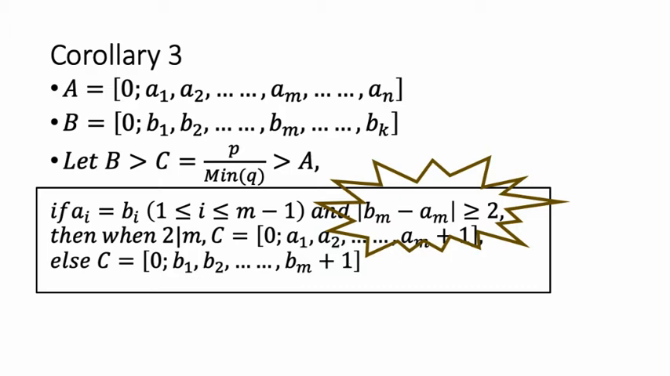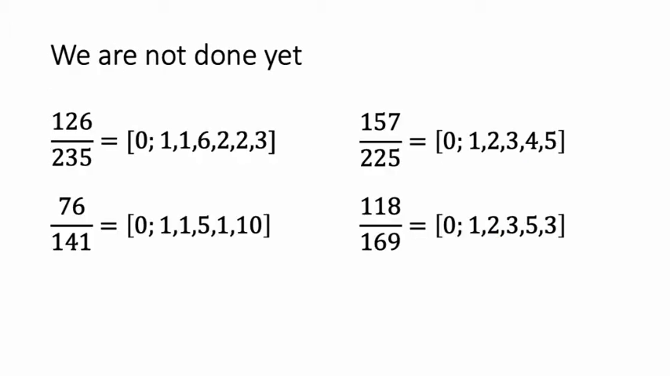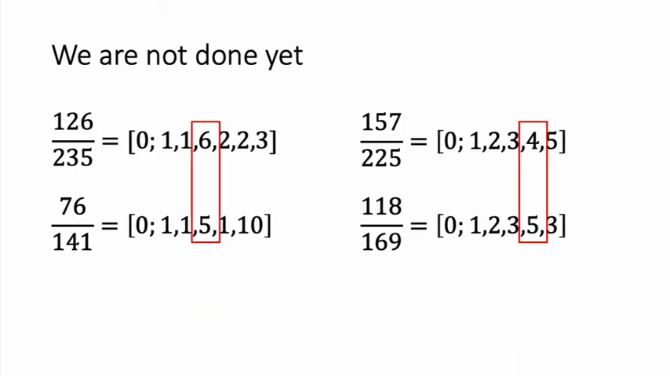Why does the absolute value of bm minus am need to be greater than 2? Well, let's look at what will happen if this absolute value is equal to 1. We'll first identify the parts where they begin to become different. You can see that if we want n to be as small as possible, we need an to be either 6 or 5 on the left example and an to be 4 or 5 on the right example.